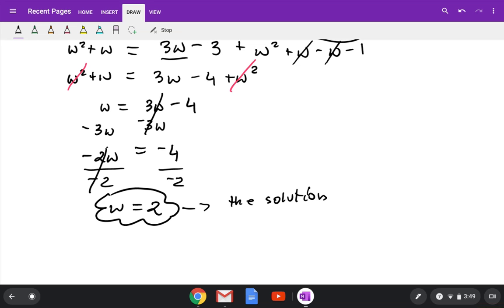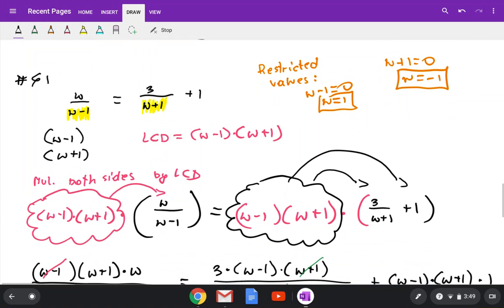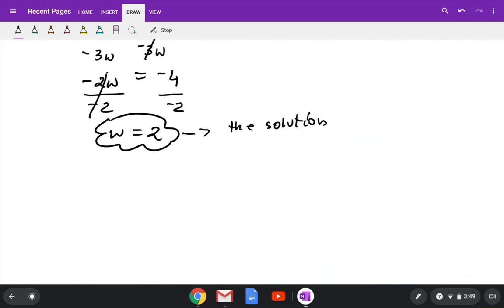Okay, so that was rational equation 61. That was number 61, and I assigned 69. Solve the proportion. So 69, that's the last lecture which I posted.